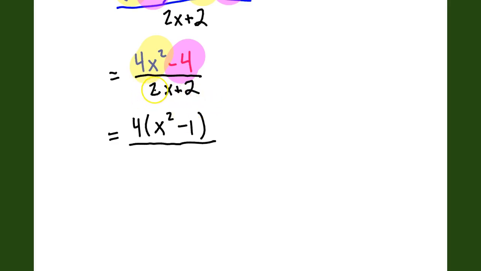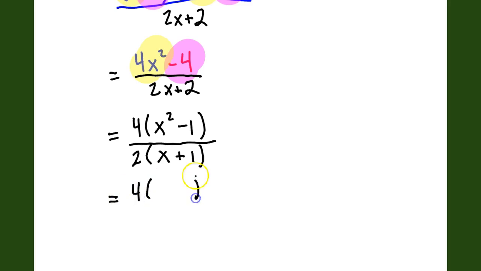And the bottom has a GCF. 2 goes into both of these. So we'll have x plus 1. Now, can you factor anything more? Yeah, so don't start canceling. Keep going until you have factored everything.